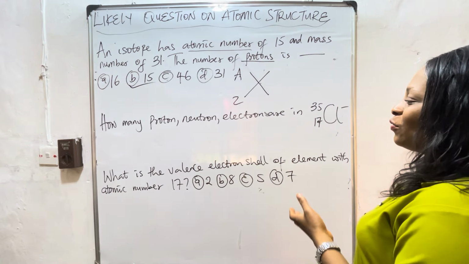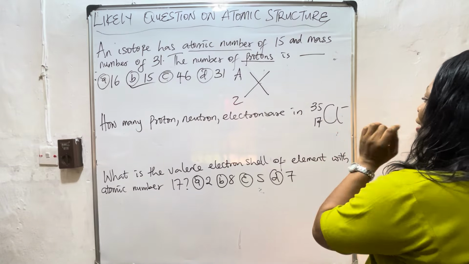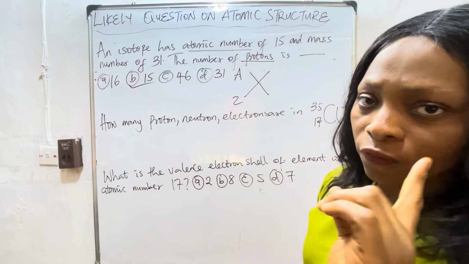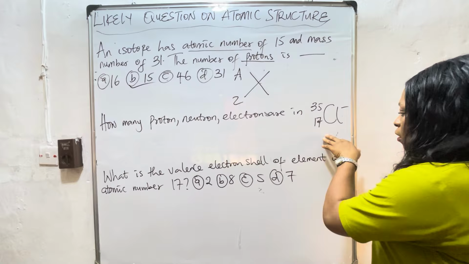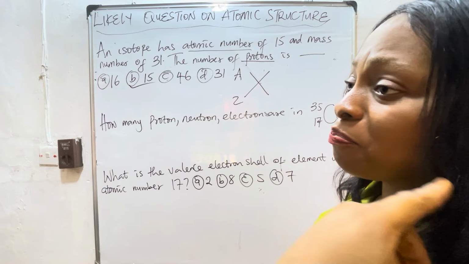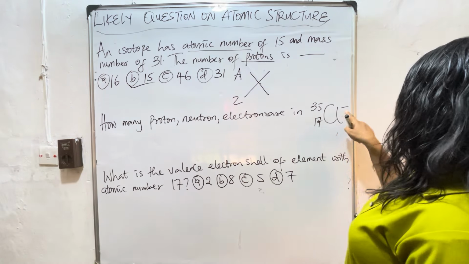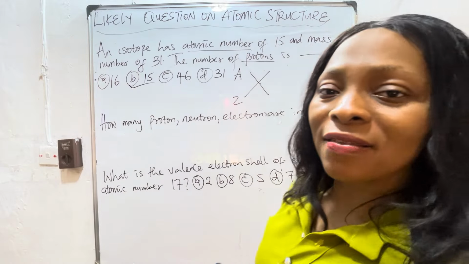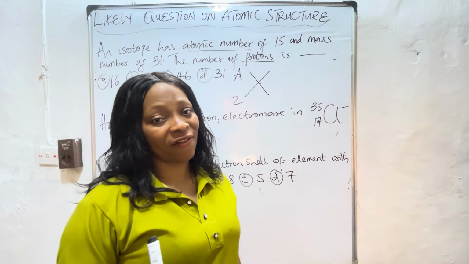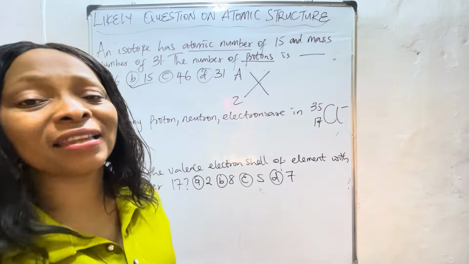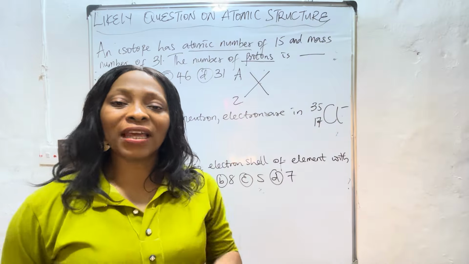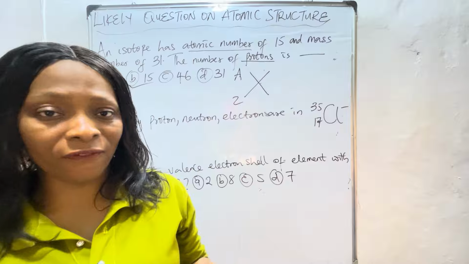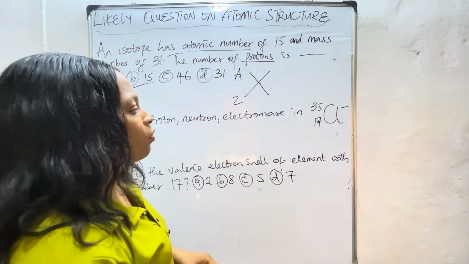How many protons, neutrons, electrons are in the chloride ion? Please take note of this. Many students fail this question, not because they don't know it, but because they don't pay attention. Look up. This is charged. So when an element is charged, the electron is affected. The proton and the neutron remain the same, but the electron becomes affected. Is that okay? So let's look at this.